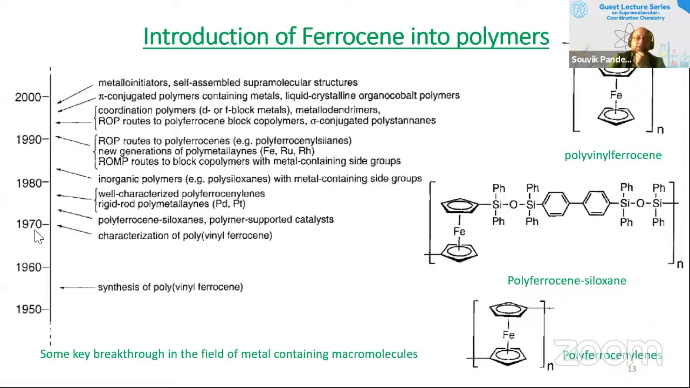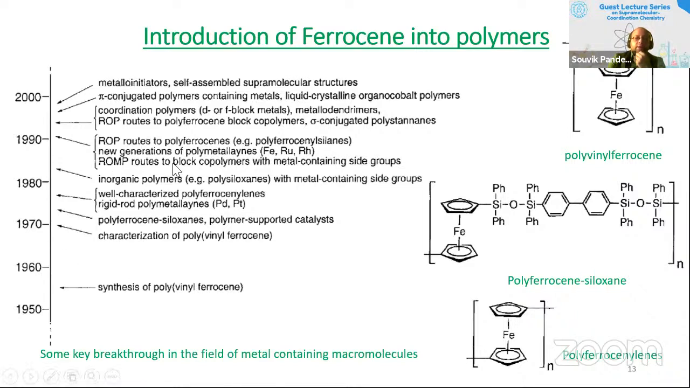Twenty years later, in 1970, 1975, it has been characterized. And after that, you can see a lot of other polymers. Polysiloxane came, this polyphenol with a siloxane compound. This came around 1975, 1985, something like this.